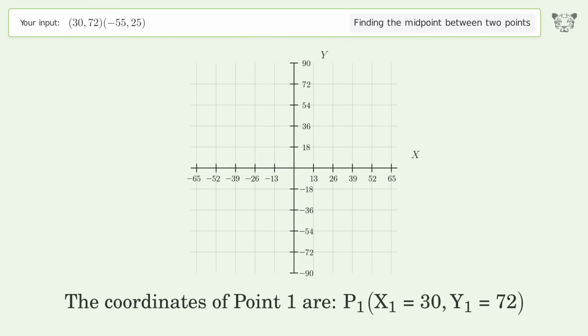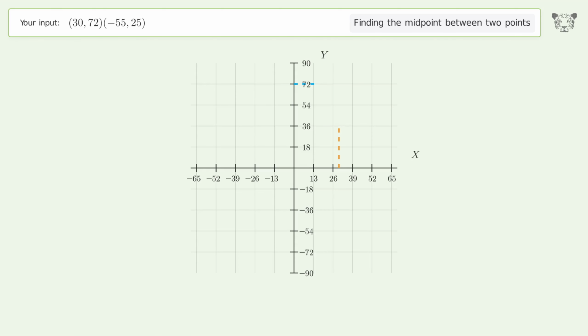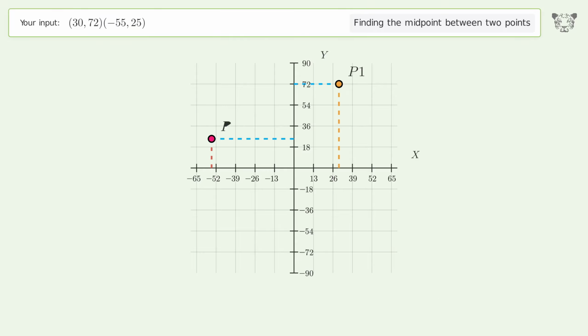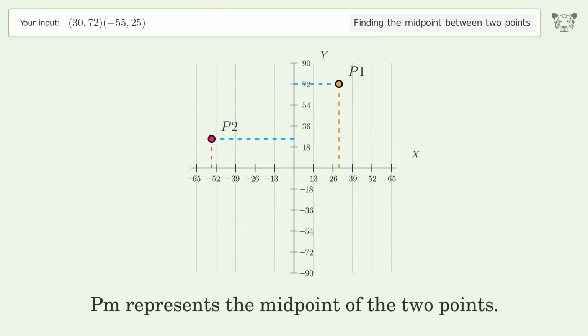The coordinates of point 1 are x1 equals 30, y1 equals 72. The coordinates of point 2 are x2 equals negative 55, y2 equals 25. PM represents the midpoint of the 2 points.